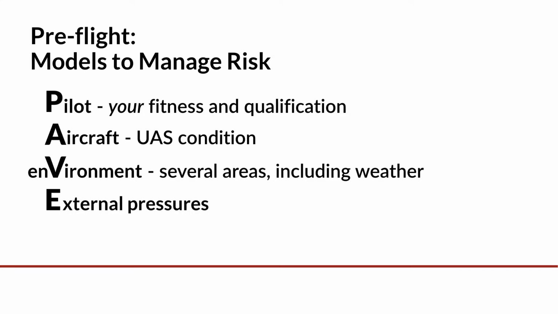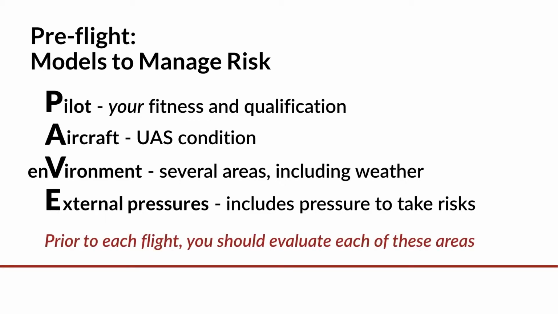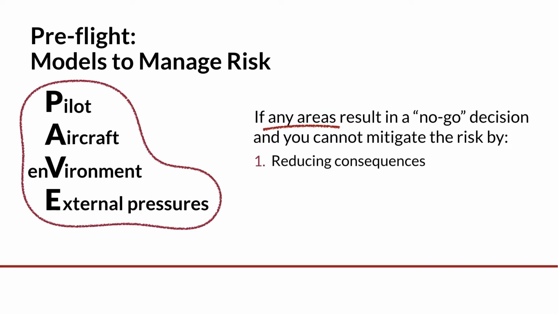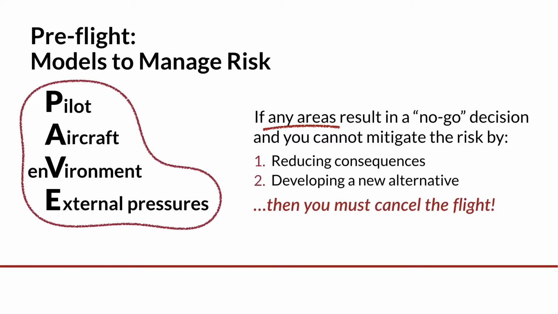External pressures, which include pressure to take unnecessary risks, are one of the things that you must be keenly aware of. Prior to each flight, you should evaluate each of these areas to ensure you understand the possible risks. Weather is very important in that process. If any of the PAVE decision areas result in a no-go decision, and you cannot mitigate the risk by reducing the consequences or developing a new alternative, you must cancel the flight.